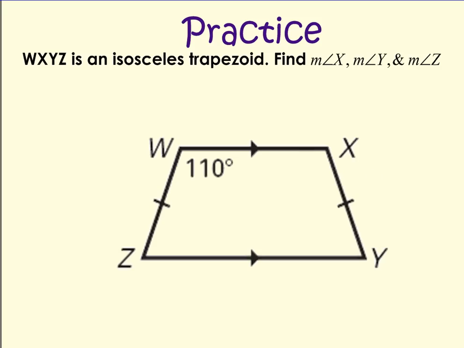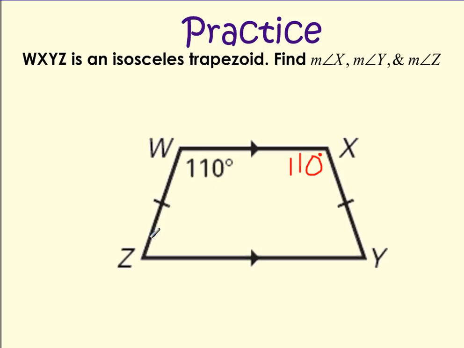So let's practice some of these properties we just learned about. If we have a trapezoid WXYZ and we know that it's isosceles, meaning that its legs are congruent, then we need to find the measures for angle X, Y, and Z. Well, we know that if this is 110, then the other base angle has to be 110 degrees. So angle X is also going to be 110 degrees.